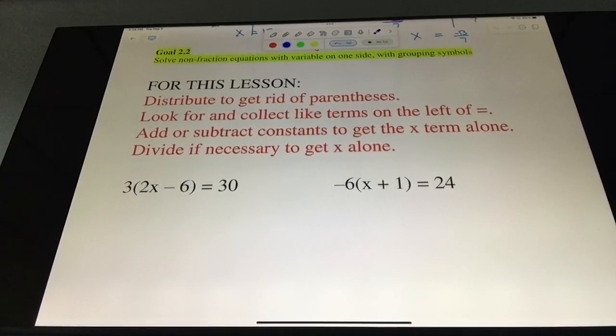This lesson, Goal 2.1, solving non-fraction equations with variable on one side with grouping symbols, is very much like Goal 2.1, with one exception. You have to eliminate the parentheses first and then do what we did before. So we're going to eliminate parentheses by using our distributive property. We're going to look for collect-like terms on the left side of the equals. We're going to add or subtract our constants so that we can get the x term alone, and then divide if necessary to get x alone.